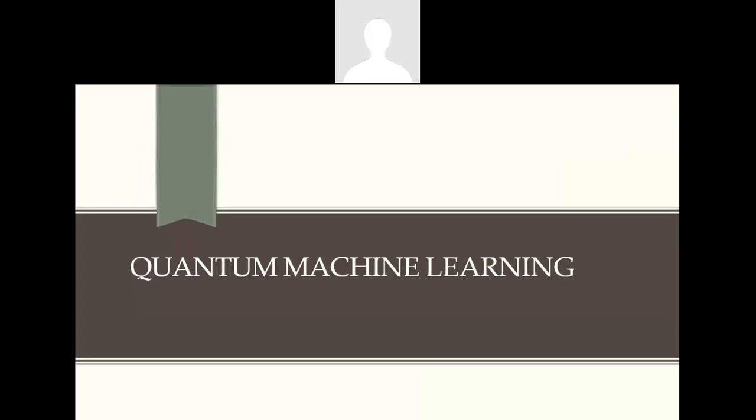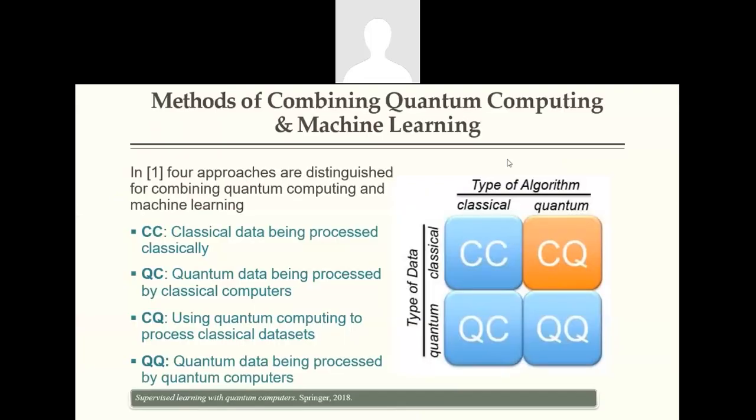Then now we will go for quantum machine learning. Okay. This is a method of combining quantum computing and machine learning. See here, this diagram. One side is data, which is classical and quantum. Similarly, another side is algorithm, which is classical and quantum. Okay. Actually, we can plot this like this.